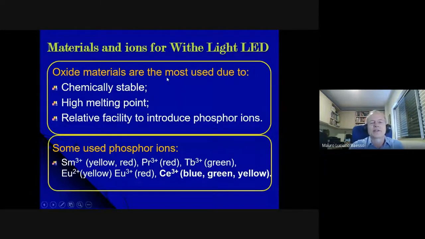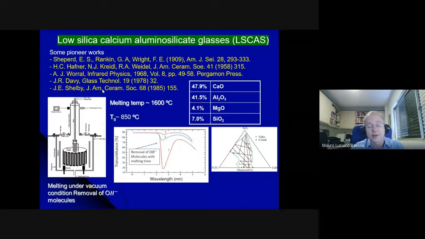So oxide materials are chemically stable, with a high melting point and relative facility to introduce phosphor ions. It's really stable. For example, if you get some glasses, the glass will work, and the temperature of preparation is 1600 Celsius. So this glass is really adequate for a very hostile environment. It will not change under the excitation you induce in a white light system. In fact, the glass we develop is even used for high power lasers as an active medium. So it's a very stable glass.